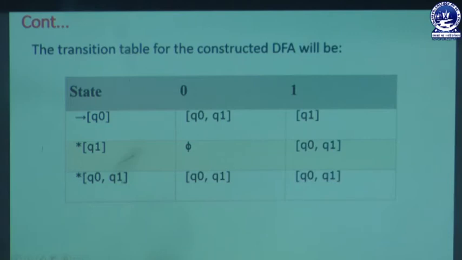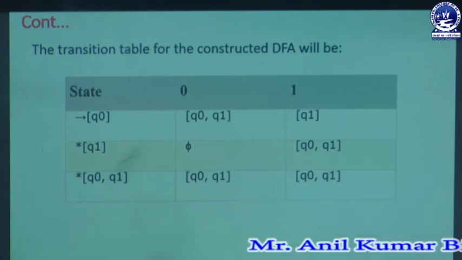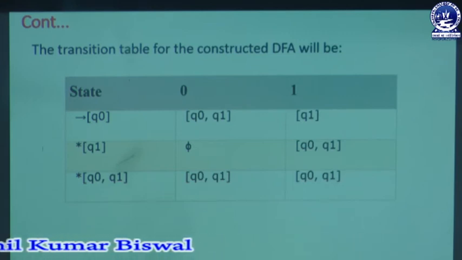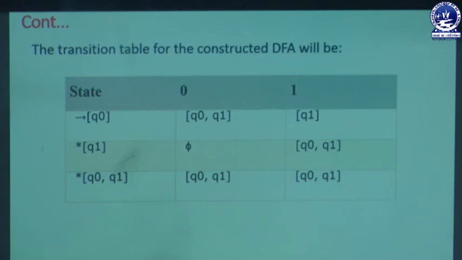If a user puts 0 to this state, Q0 Q1 taking input symbol 0 creates the same state, Q0 and Q1. Whenever we put 1, it also creates the same state, Q0 and Q1, which is already mentioned in this transition table. So after designing this transition table, we need to design a transition diagram.